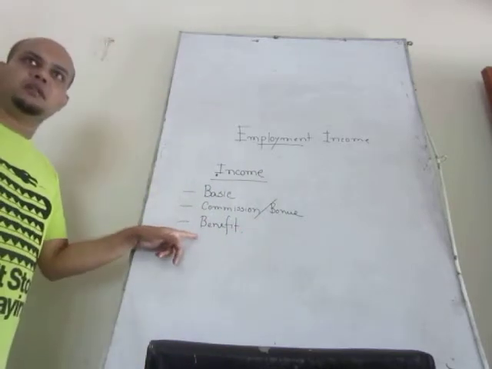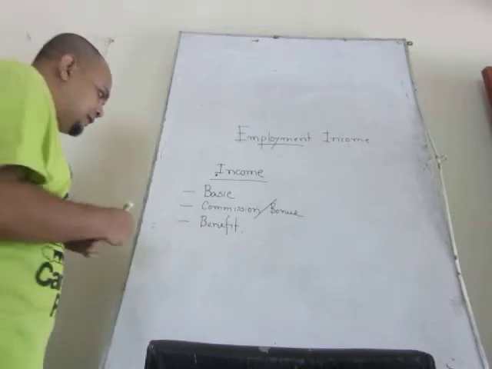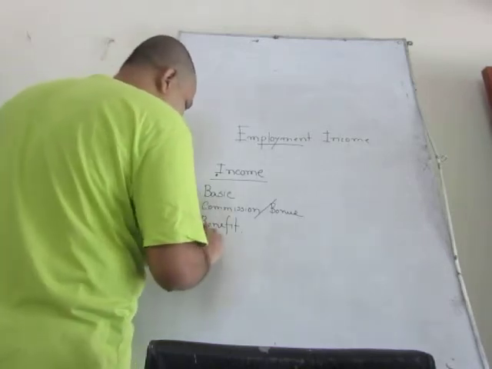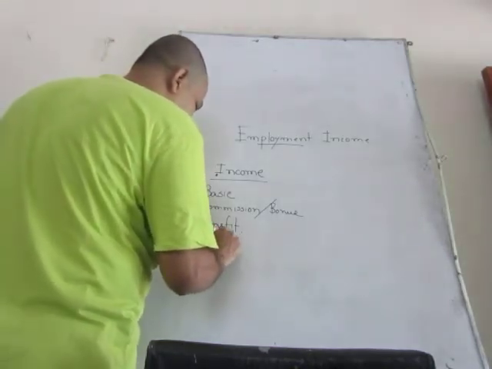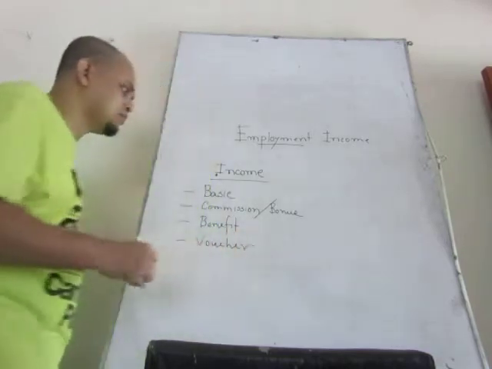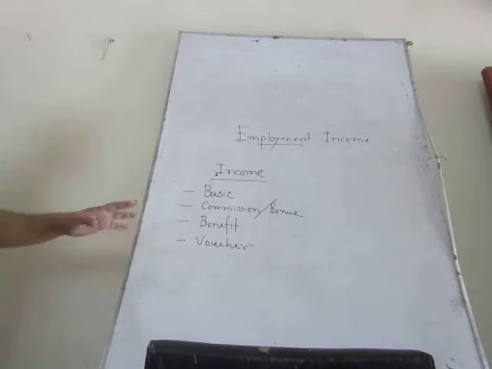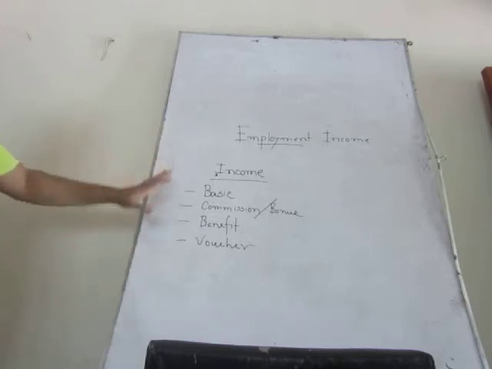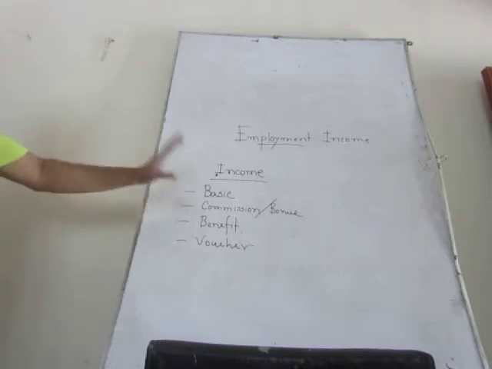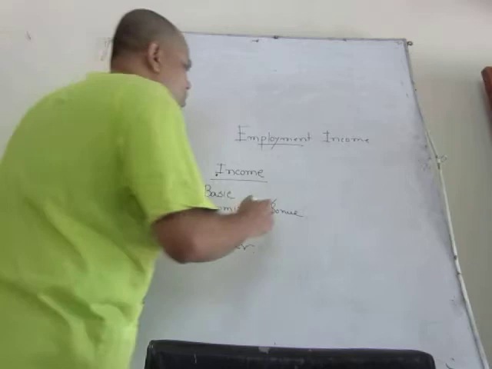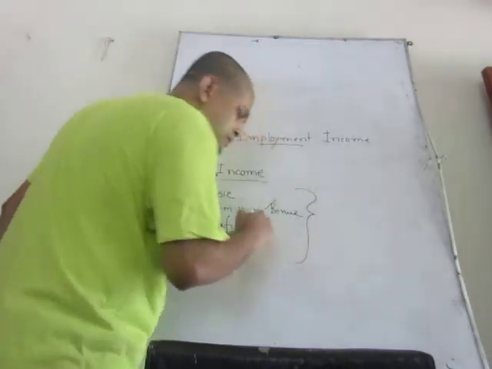So it may be benefits. It may be vouchers. We'll discuss this later on. So as a whole, you can say these are the different kinds of benefits, or these are the different kinds of income.